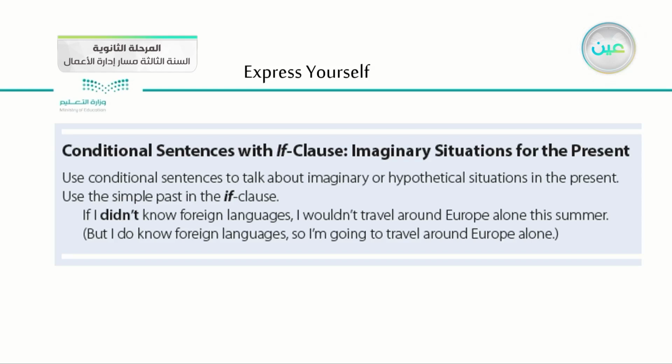Let's go over this sentence, and it's a very important example. If I didn't know foreign languages, I wouldn't travel around Europe alone this summer. Of course, if we think about the if clause, here we have didn't, which is in the past simple. While here we have wouldn't travel, which is in the simple present. But I do know foreign languages, so I'm going to travel around Europe alone.